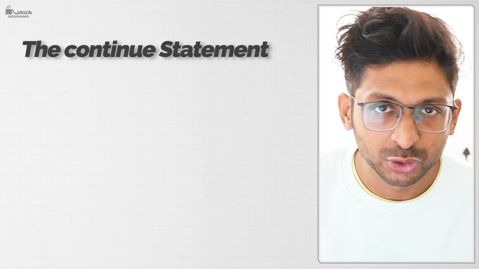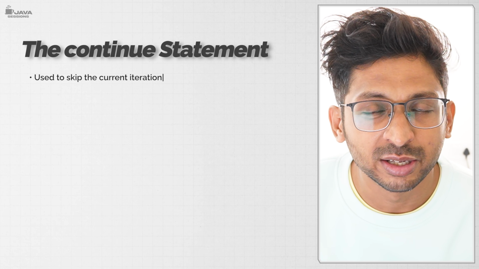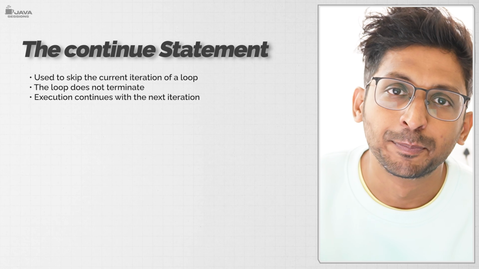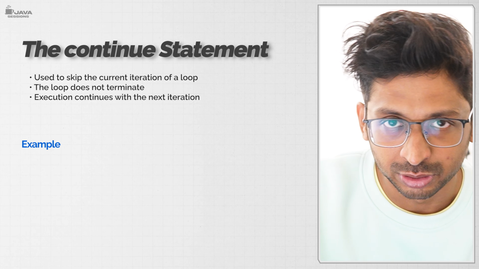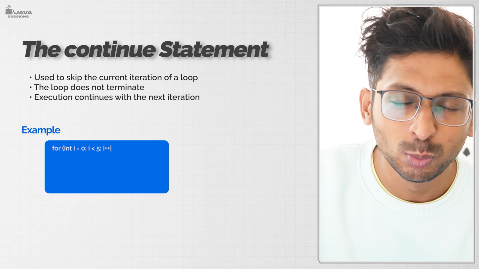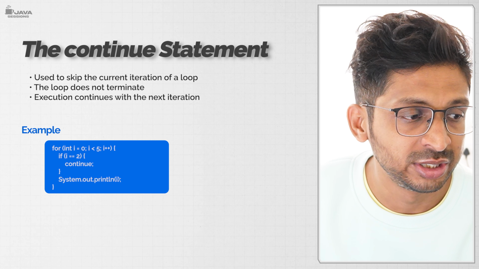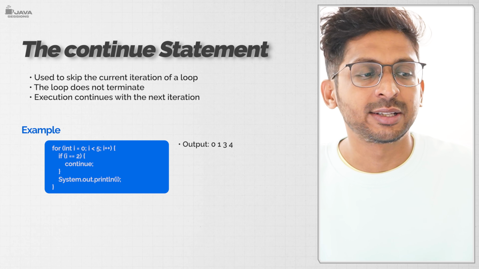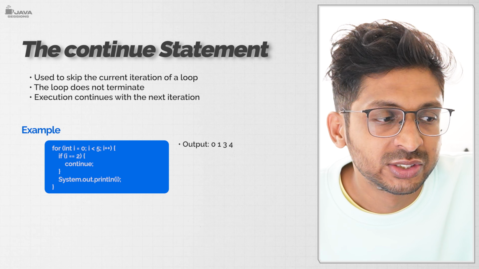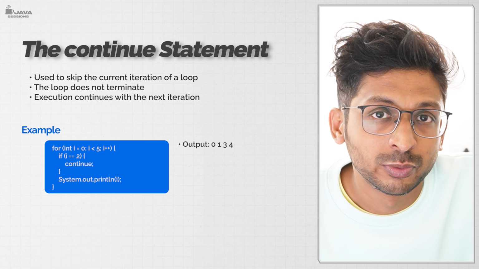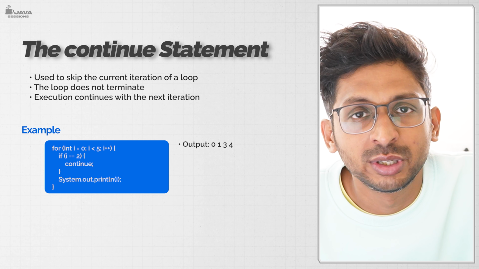Then comes the continue statement. This is used to skip an iteration based on a condition and proceed to the next iteration, and not completely terminate the loop. So in this case, i starts at 0, i is less than 5, and i is incrementing at each step. When i is equal to 2, it is going to skip that part of the iteration and move on to the next iteration.